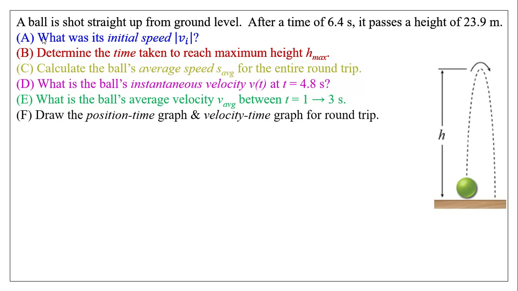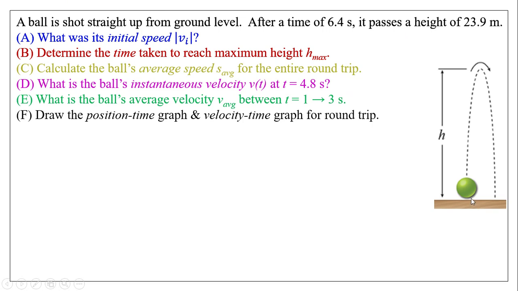So in this particular video, we have an object being shot up from ground level, and it says that after a time of 6.4 seconds, it passes a height of 23.9 meters. So it wants us to find out its different parts, A, B, C, D, E, and F. Alright, so here I have provided a visual for you.